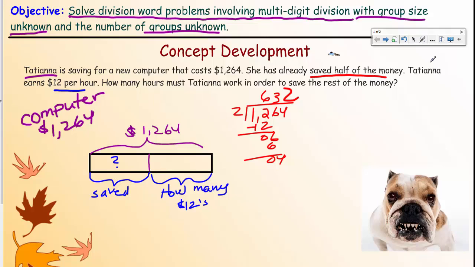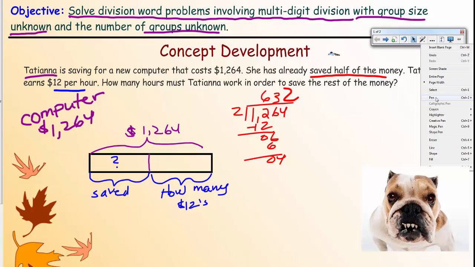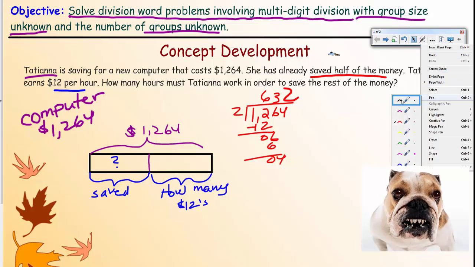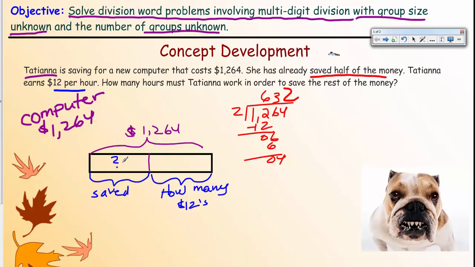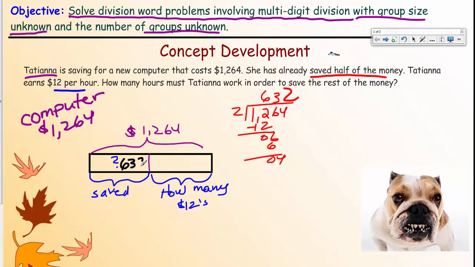Okay, you get the idea. I hope this pen lasts. Okay, so now you can see we figured out half. So half is going to be right here, $632. And here the other half has to be the same. Now we're just figuring out how many of these $12 an hour we need so that Tatiana can save up, earn the rest of the money so she can buy her computer.